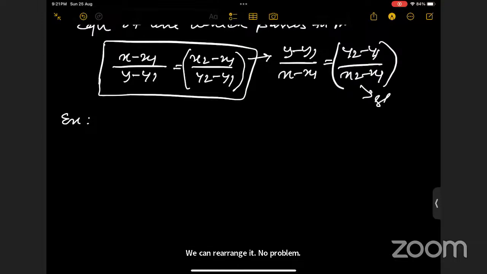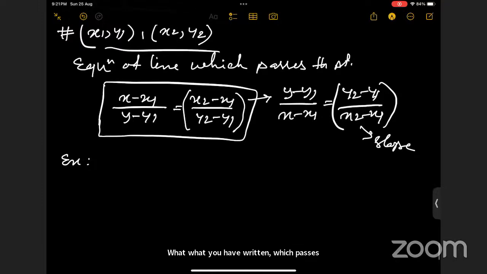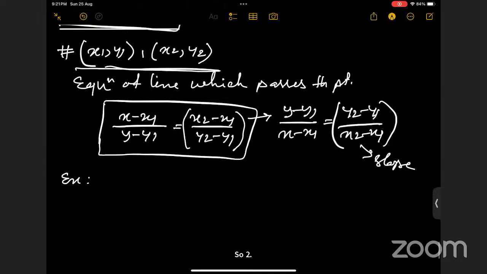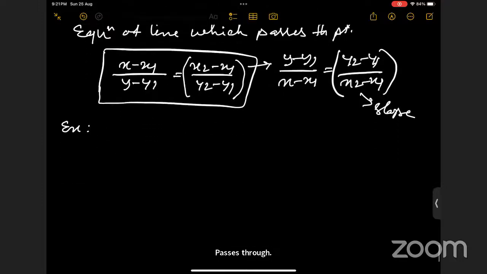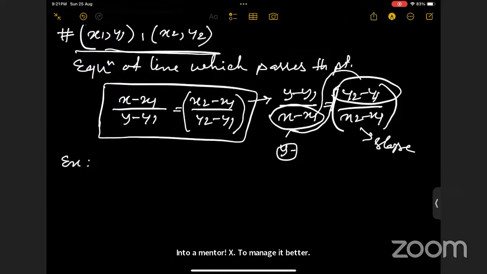Ma'am, what you have written, which line passes through that, what is that? This line passes through these 2 points. Okay, 2 points. Actually, in the book, we will get the formula like y minus y1 equals (y2 minus y1) divided by (x2 minus x1) into (x minus x1). What I said, you can rearrange it, no problem. We can bring this term here and this term here, right?